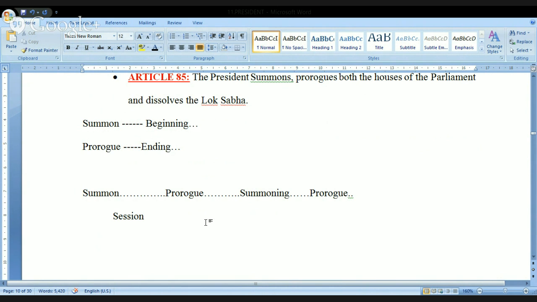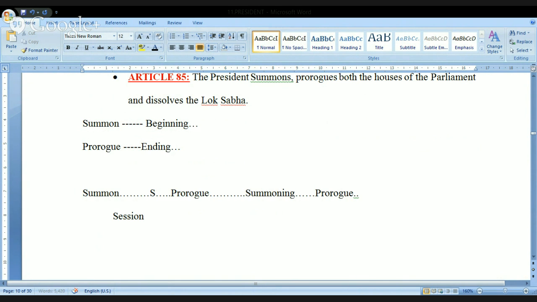And most of the times we have seen the parliament does not function during holidays. So every Saturday, Sunday is a holiday, and during other festivals, there is a holiday for the parliament. So on those days, the parliament does not function. But even including those holidays put together, it is called a session. Hopefully, I'm clear. The number of days between summon and prorogue is called a session.